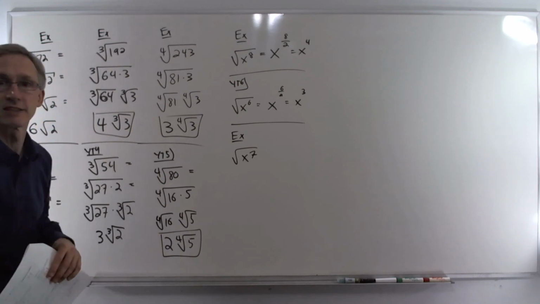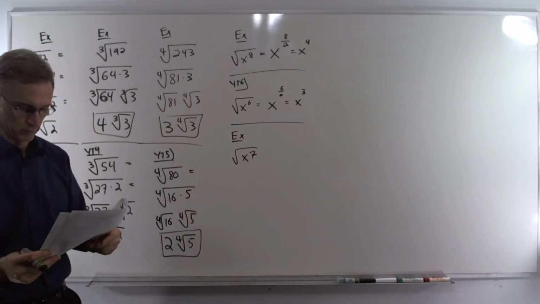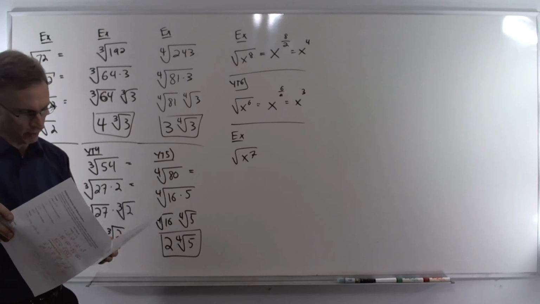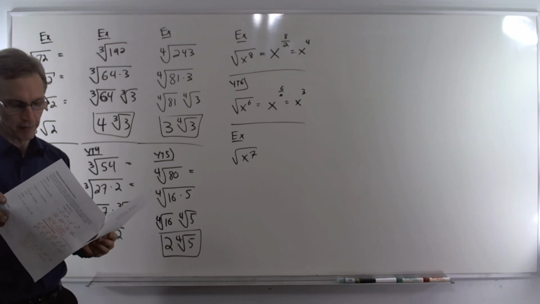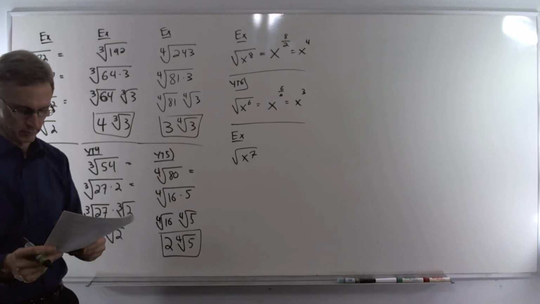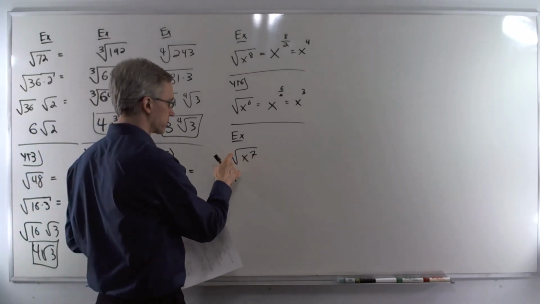Square root of x to the 7th power. All right, now go back to requirement number 1. What I read before, the radicand has no factor raised to a power greater than or equal to the index. Well, 7 is greater than or equal to the index, which is 2.